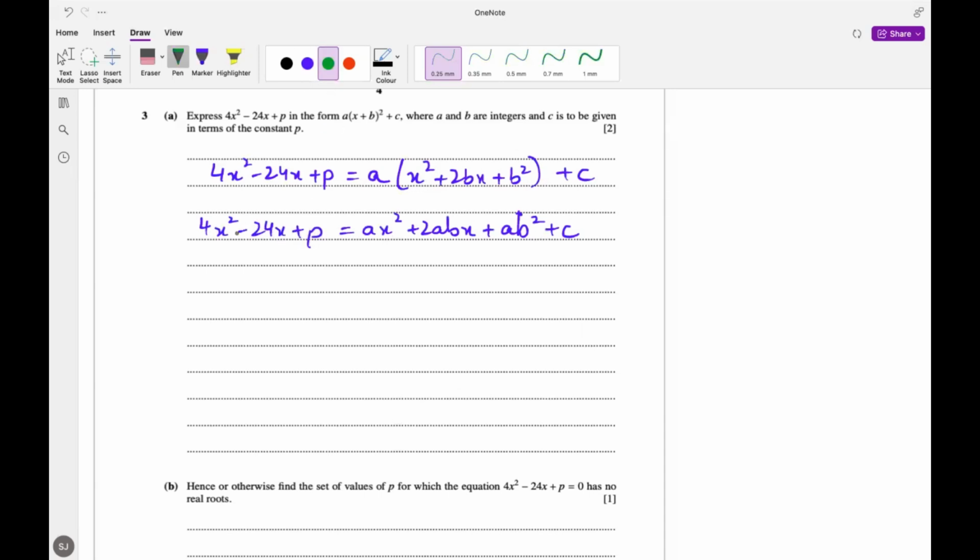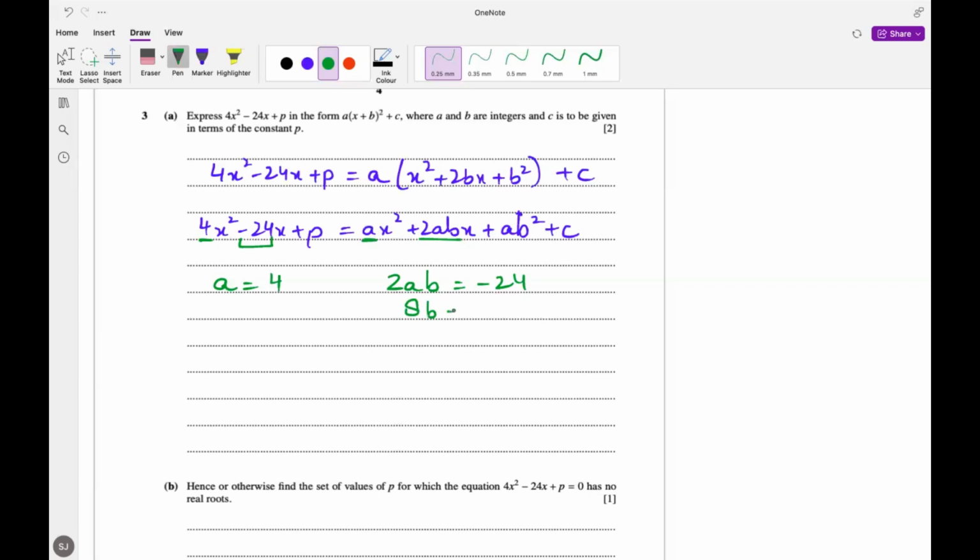Now comparing the two forms, we have the x squared coefficient as 4 on the left hand side and a on the right hand side. So a will be equal to 4. The coefficient of x on the left hand side is minus 24, and on the right hand side is 2ab. So 2ab will be equal to minus 24. As a is already known, which is 4, 2 times 4 will be 8.